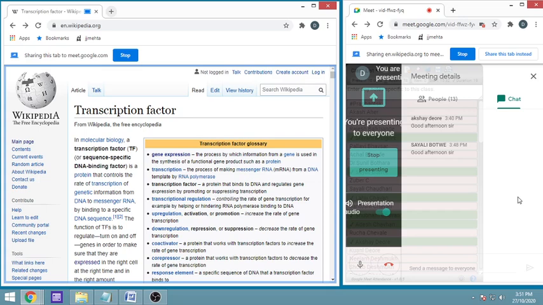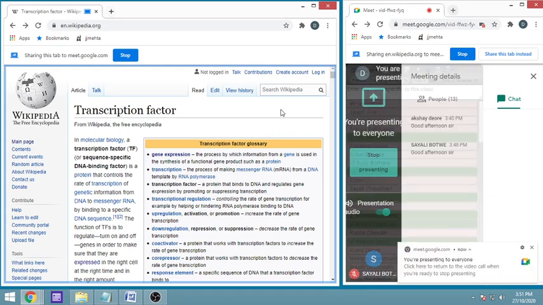Then transcriptional regulation is the term that means it controls the rate of gene transcription by helping or hindering the RNA polymerase binding to DNA. So they are regulating; they can increase or decrease the rate. Regulators mean they can increase the rate of RNA formation, or decrease it.